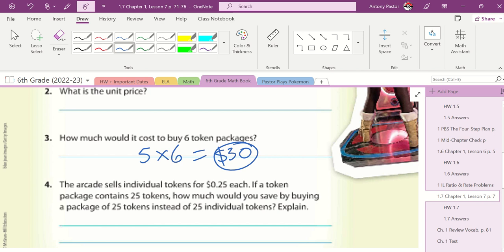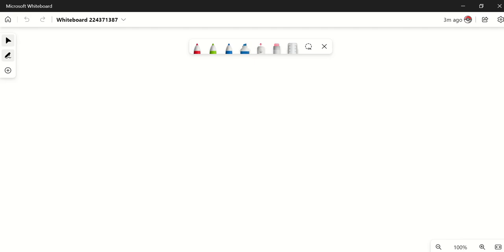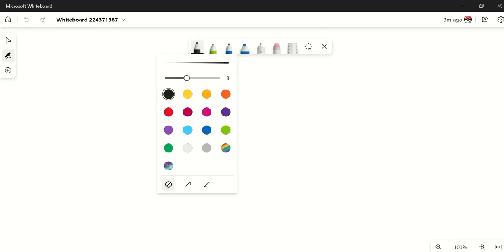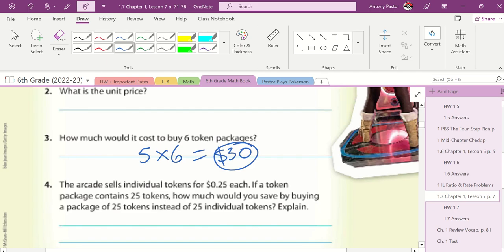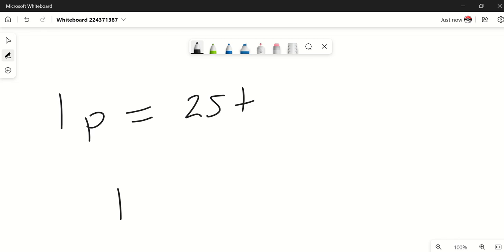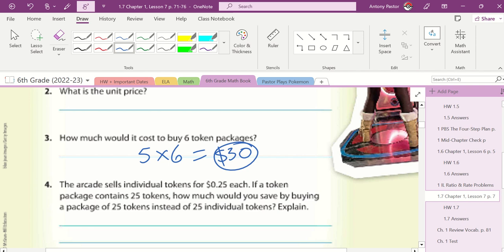The arcade sells individual tokens for 25 cents each. If a token package contains 25 tokens, so let's go ahead and take our notes. I'm going to write 1p for package equals 25 tokens. And if they sell each token, so 1 token equals 25 cents, how much would you save by buying a package of 25 instead of buying 25 individual tokens?